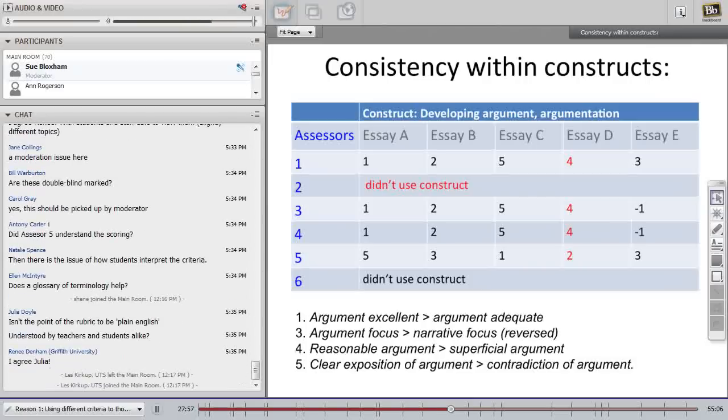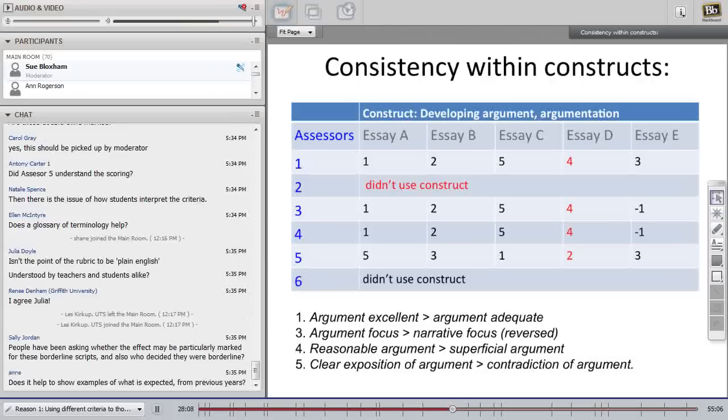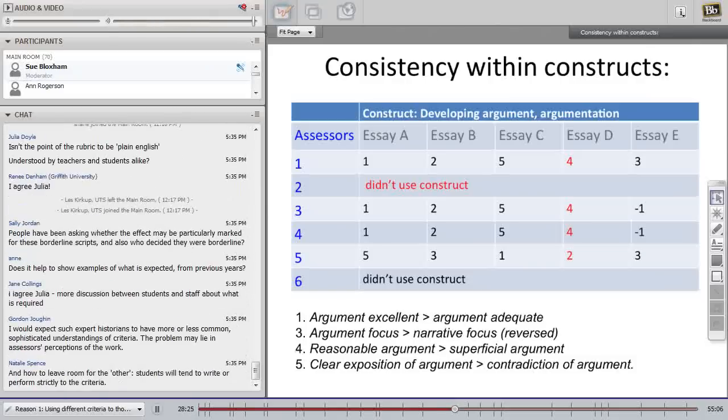Did Assessor 5 understand the scoring? This is Anthony Carter. Well, I have to say we practiced this research method and sat in and watched the researchers doing it and tried to make sure they did. And I have no evidence to suggest they didn't, but obviously, as with all research, that is an issue.